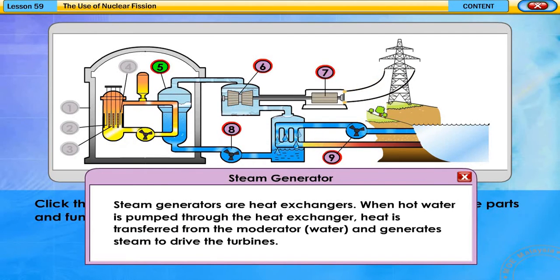Steam generators are heat exchangers. When hot water is pumped through the heat exchanger, heat is transferred from the moderator water and generates steam to drive the turbines.